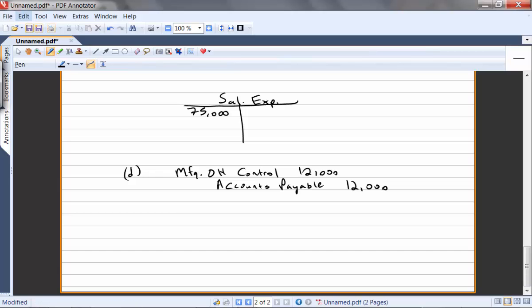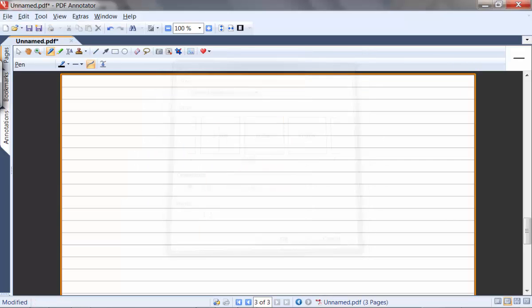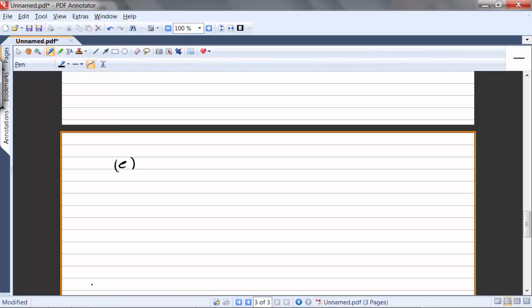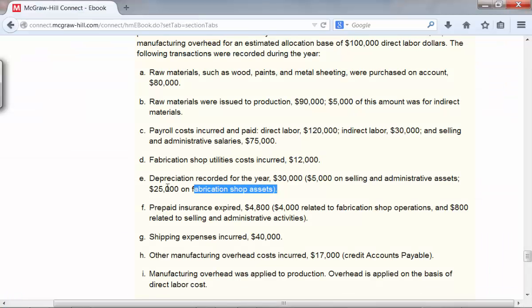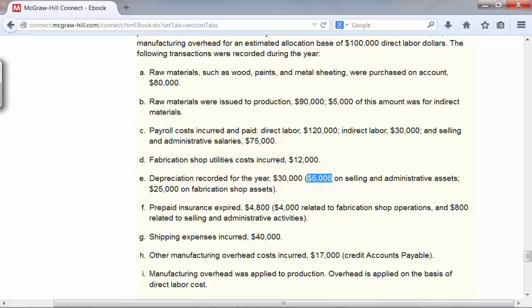Now let's look at part E. Ooh, I want to add an extra page here. So part E, it looks like we have some depreciation. So we record depreciation for the year, $30,000 total. $5,000 of this is for depreciation on selling and administrative assets. So depreciation on the CEO's printer, or depreciation on maybe the car that the salesperson drives around in to make sales calls. So that part is just an immediate expense. It's a non-manufacturing cost.